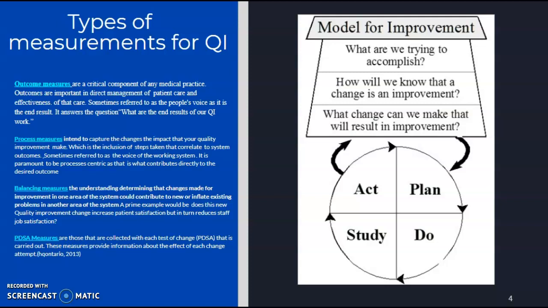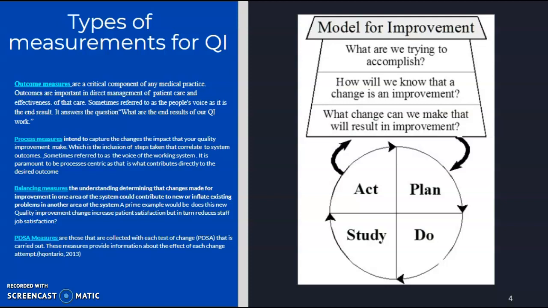We're going to look a little closer here. This is once again one of our methodologies and our models where we plan, do, study, and act. And we're asking those questions. What are we trying to accomplish? How will we know that the change is an improvement? What change can we make that will result in the improvement?